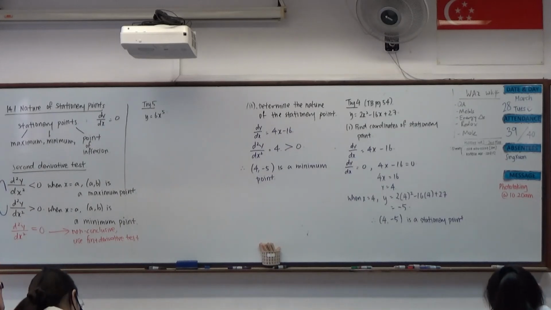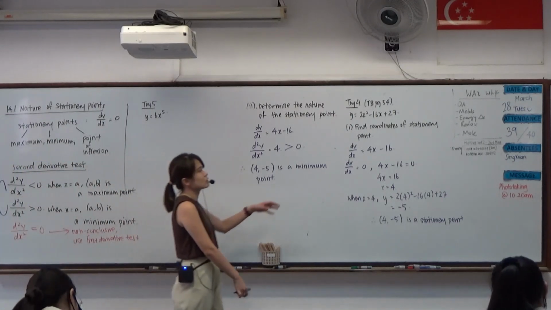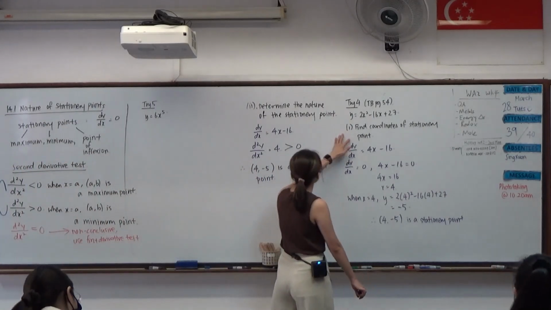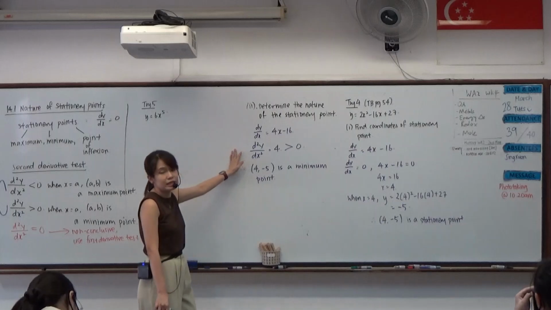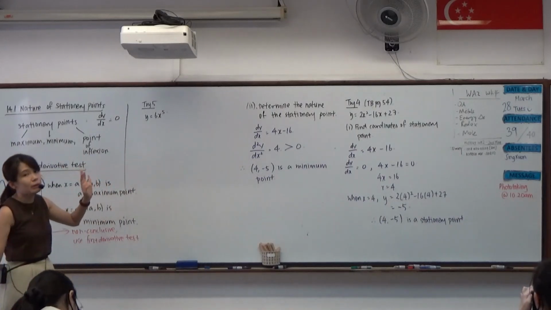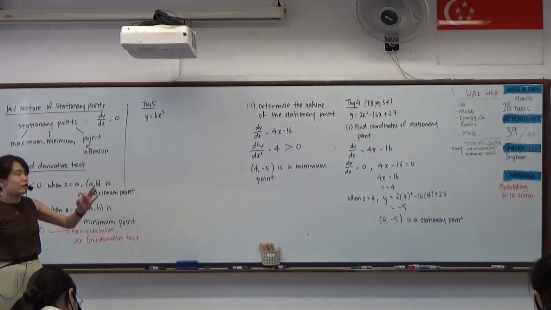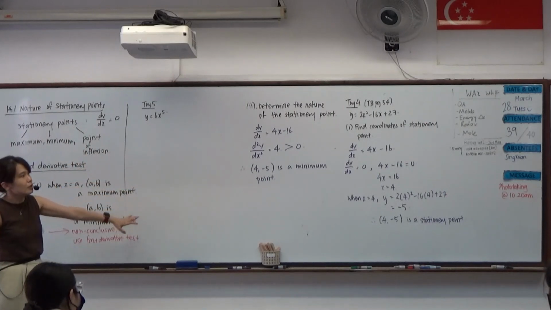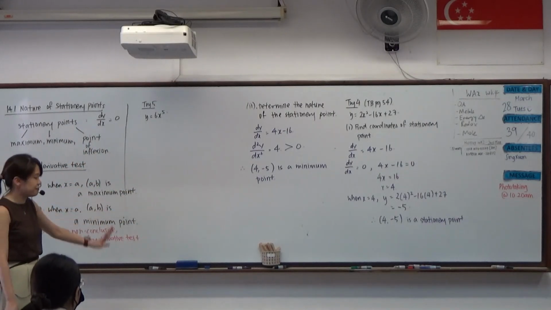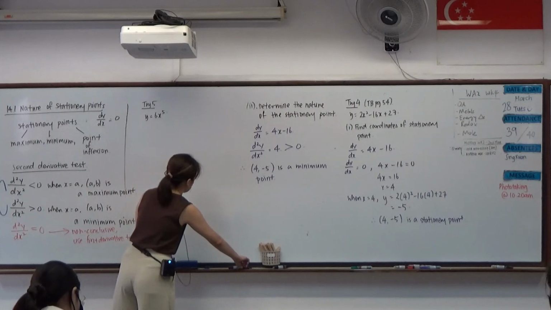Y equals 6x to the power of 5. Again, I want to find the coordinates of the stationary point and then also determine the nature. Could I give you maybe about 3 minutes? Okay, work it out, all the way until you find the second derivative value.